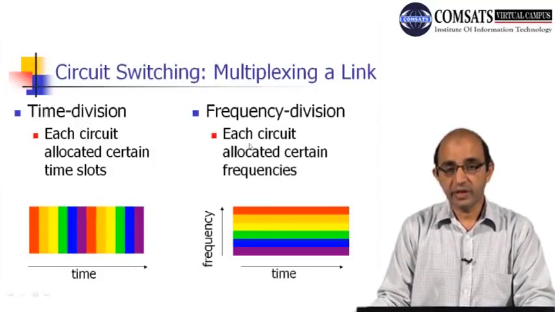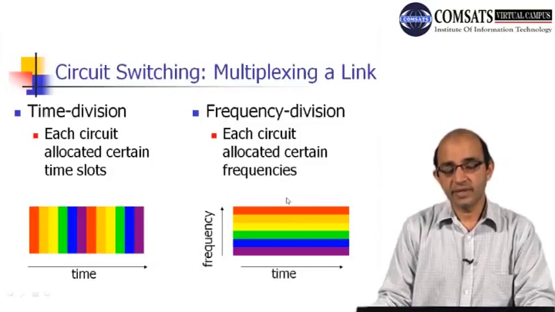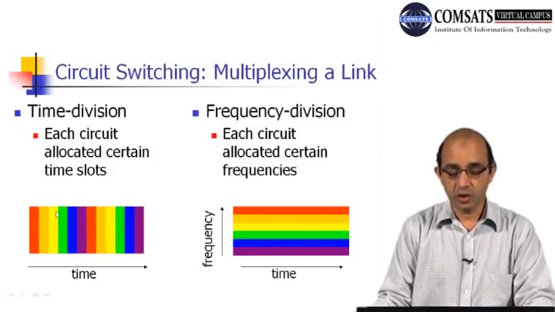And then we have division in frequency, right? So here each circuit is allocated certain frequencies. So now we have allocated certain frequencies, so it's the division in the frequency. You can see that in the time domain we slice them in the rows. So here we have slicing in columns and here we have slicing in rows.